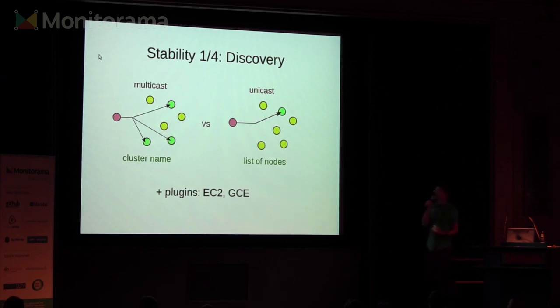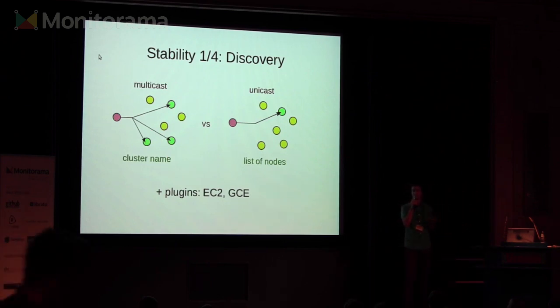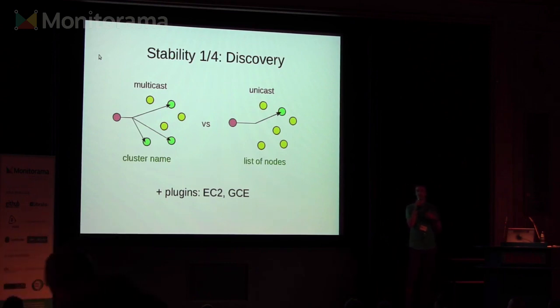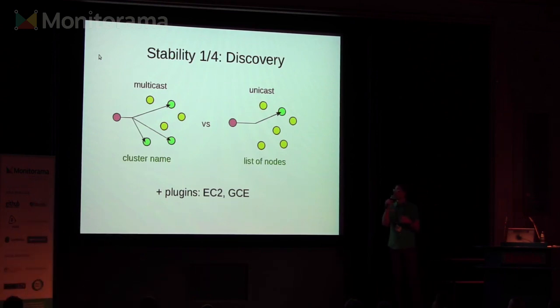So the first thing is discovery. Discovery is how nodes communicate with each other and form a cluster. By default, this is done by multicast. If you stick with this, you should really change the default cluster name, because if you don't, anyone who just pops up an Elasticsearch node will join your cluster, and you might not want that.